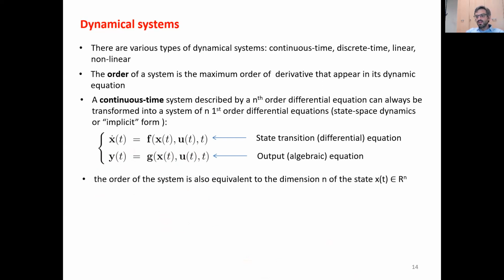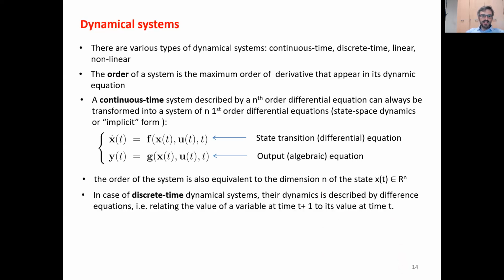And which states are in your system depends on the kind of system, on the nature of your system, on the equation of your system. The order of the system is also equivalent to the dimension of the state. So as you saw before, the state space example was a third order system because we have 3 states.